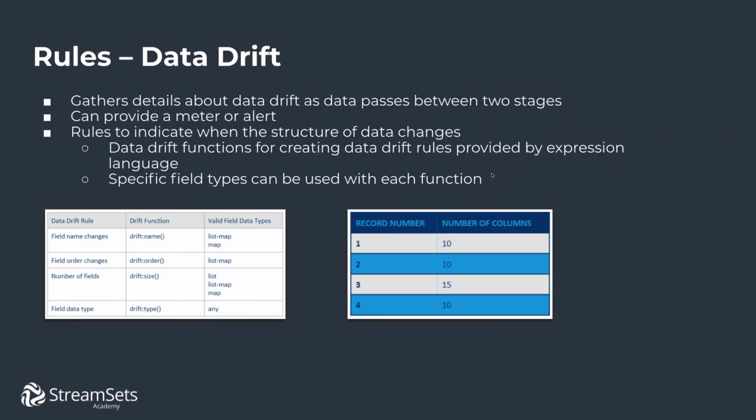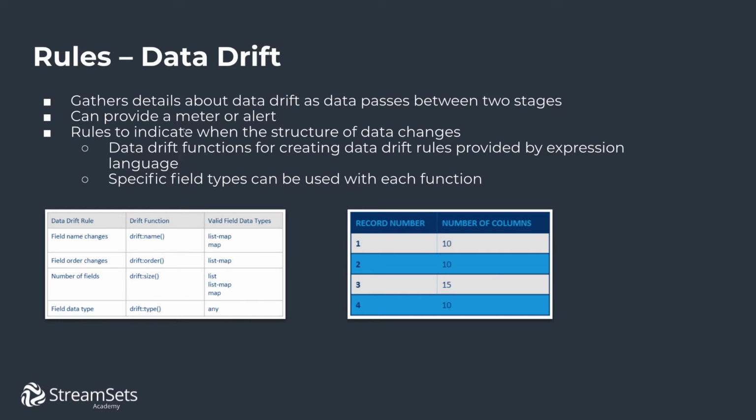Now let's move over to the third type, data drift rules. These rules trigger an alert based on the changes in the schema of the data, namely of the data definition. They also inspect the data as it passes between two stages, but from a schema point of view. Here an alert or a meter can be provided. A meter is a chart within the UI. All in all, we can set up a drift rule solely to monitor the data. We don't necessarily trigger an alert.